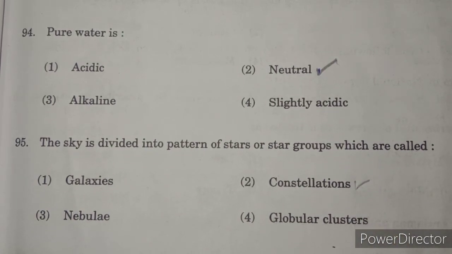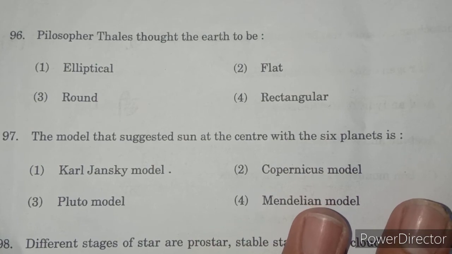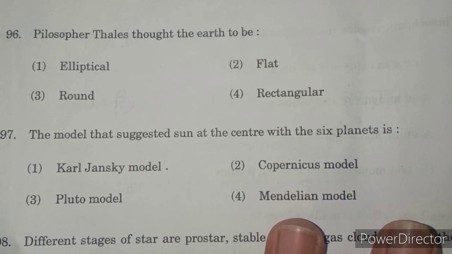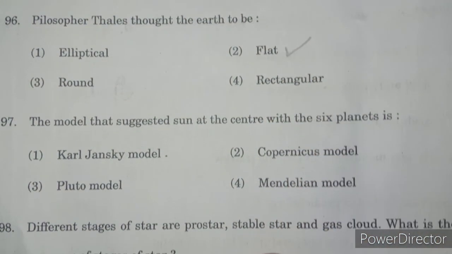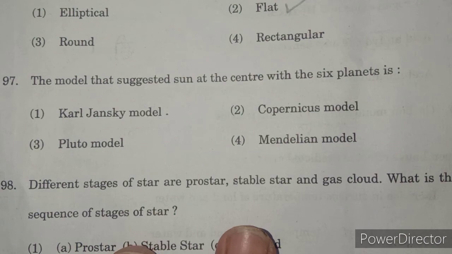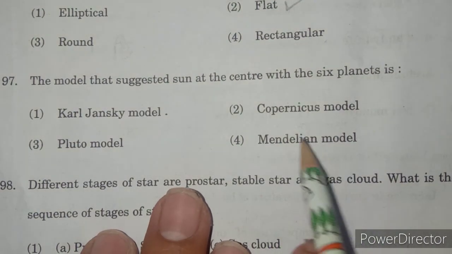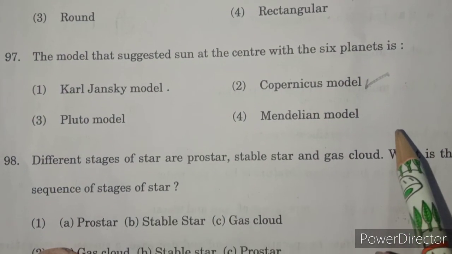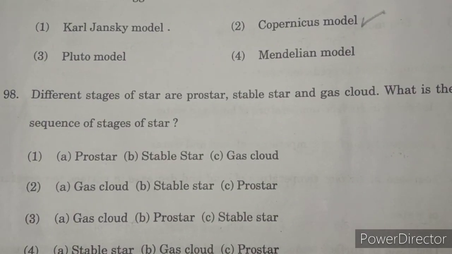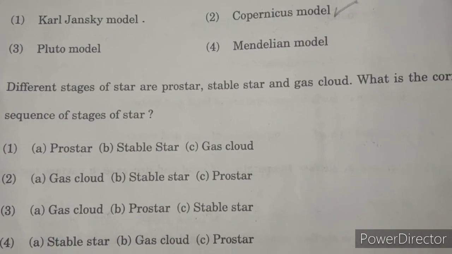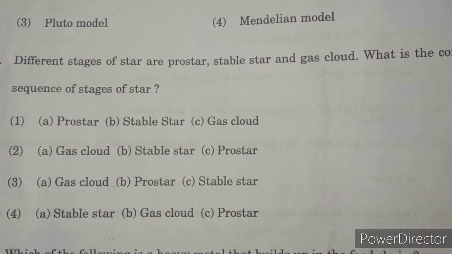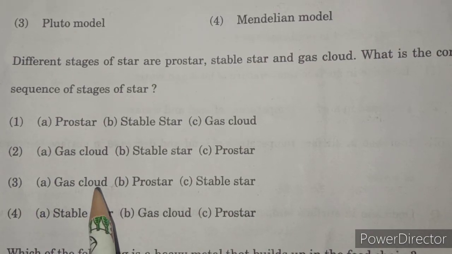Next question, philosopher Thales thought the earth to be? Answer is second, flat. The model that suggested sun at the center with the six planets is? Second, Copernicus model. Different stages of star are protostar, stable star and gas cloud. What is the correct sequence of stages of stars? Answer is third, gas cloud, protostar and stable star.